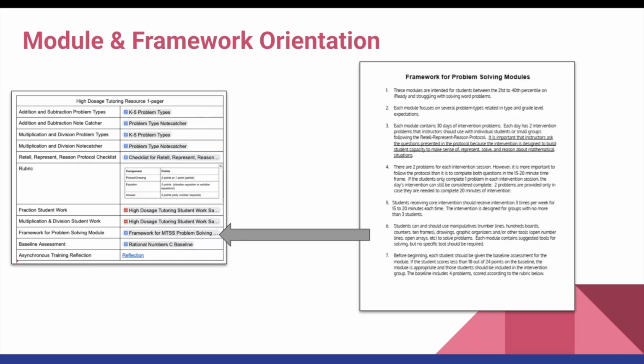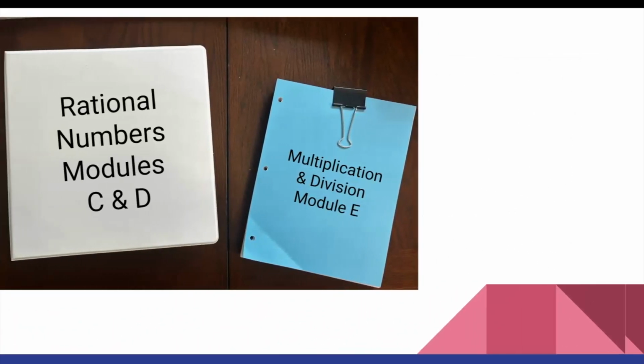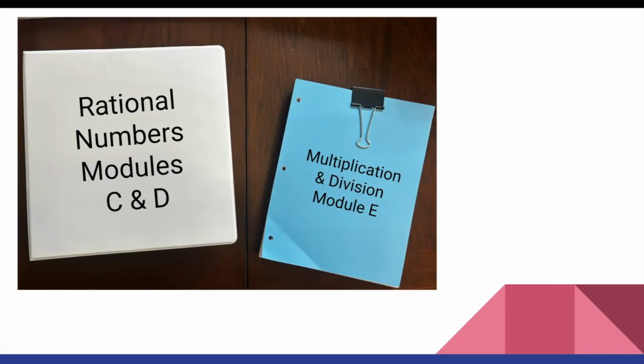You can find the framework in your one-pager, click the link, and pause the video here to read over those points. Some of the materials you will receive is a large white binder that will include the materials for rational numbers modules C and D, and clipped separately will be multiplication and division module E. We will start with rational numbers module C, and we cannot offer multiplication and division module E until Unit 5 and Unit 6 has been taught in the core instruction.